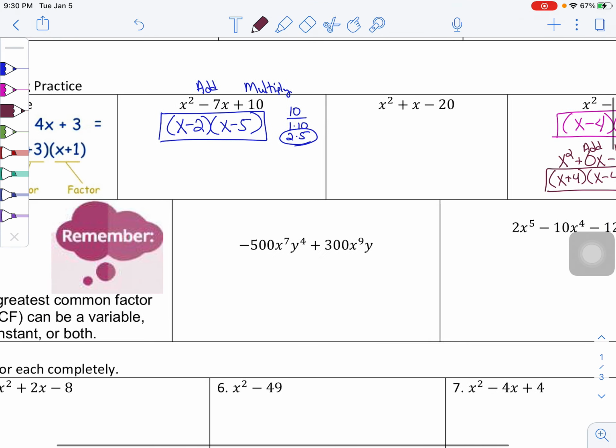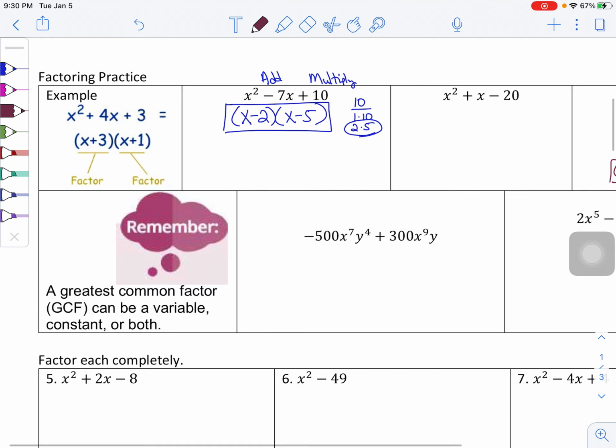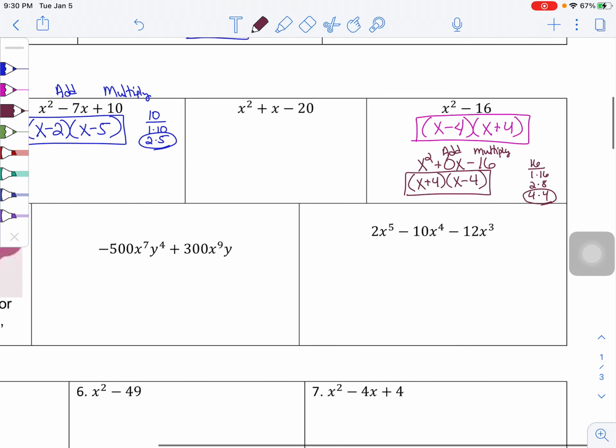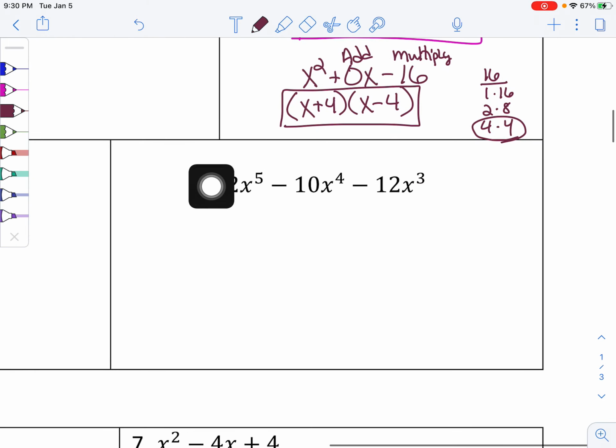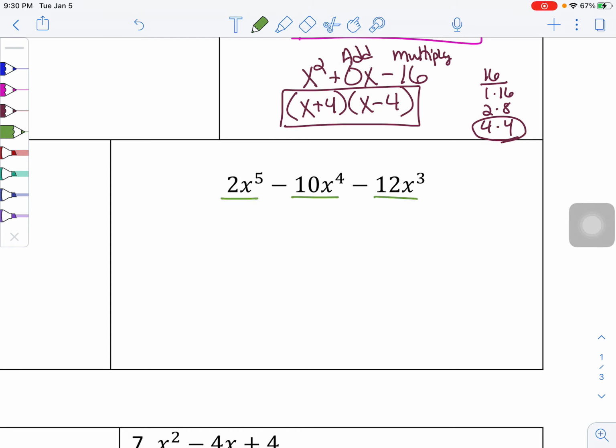All right, so there's a little reminder about GCF, okay? And I'm going to go ahead and pop over to this kind of mess right here. There's a lot of stuff going on here. And the first thing I want to recognize is that all three of these have a common factor. I can divide 2 out of all of them, and I can take an x cubed out of all of them, x to the third power.